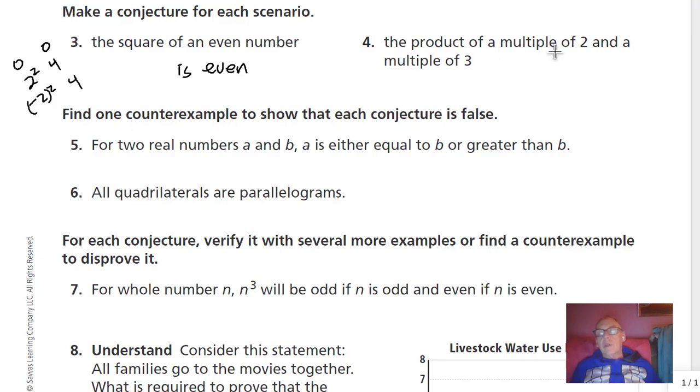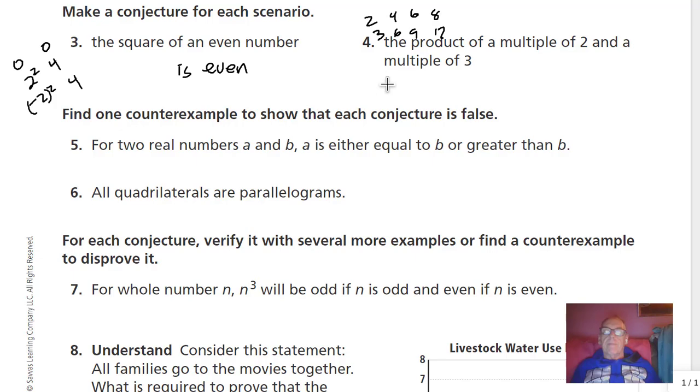Let's look at number 4. The product of a multiple of 2 and a multiple of 3. So let's look at some multiples of 2: 2, 4, 6, 8. Multiples of 3: 3, 6, 9, 12.